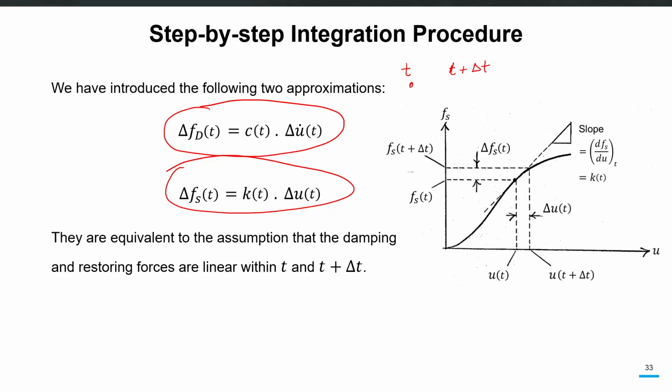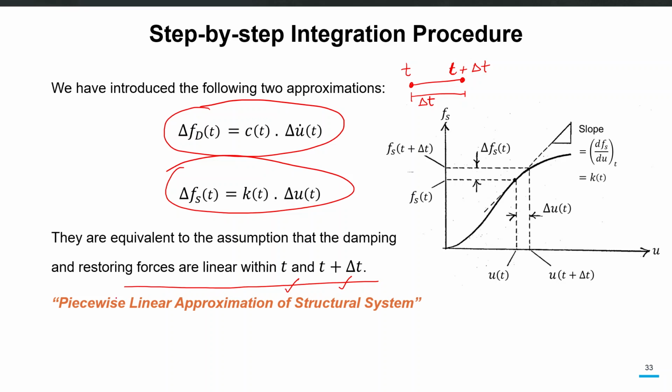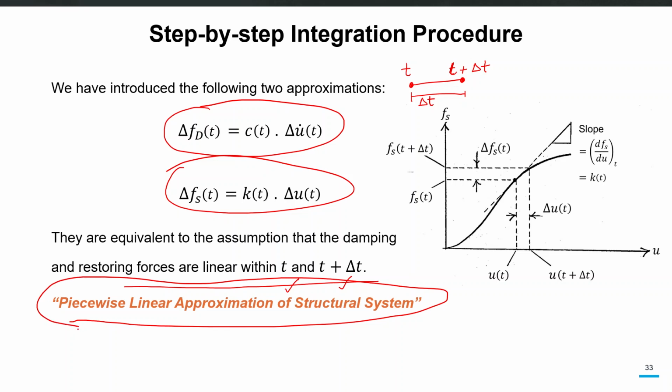So in that small interval, delta T, the function remains linear. This is equivalent to the assumption that damping and restoring force are linear within T and T plus delta T. So the overall relationship between Fd and U dot may be nonlinear, and the overall relationship between Fs and U may be nonlinear. But within T and T plus delta T, we assume that the function is linear. This is called the piecewise linear approximation of a structural system. We have invoked this approximation to get these two equations.